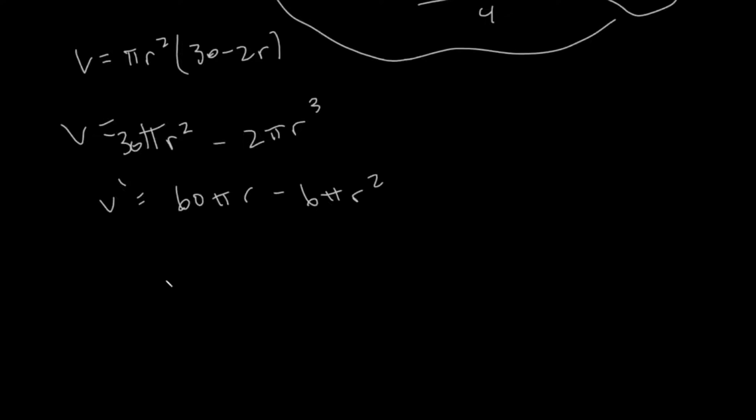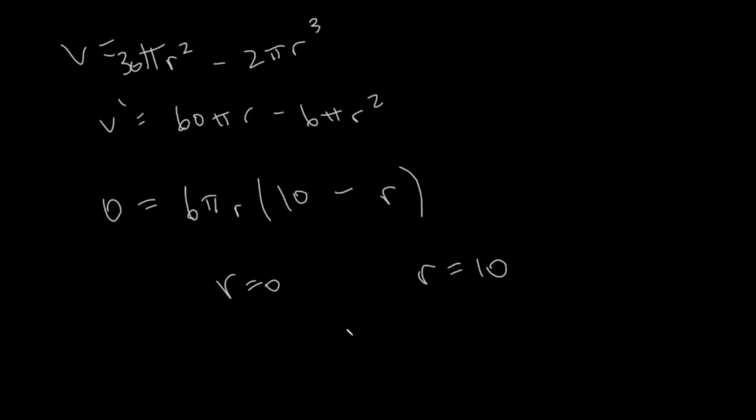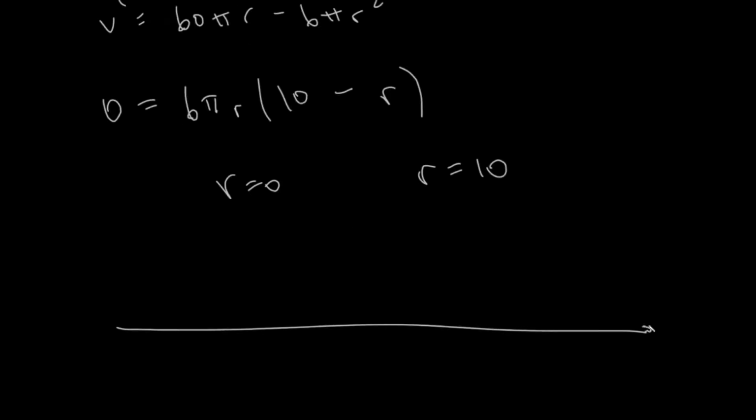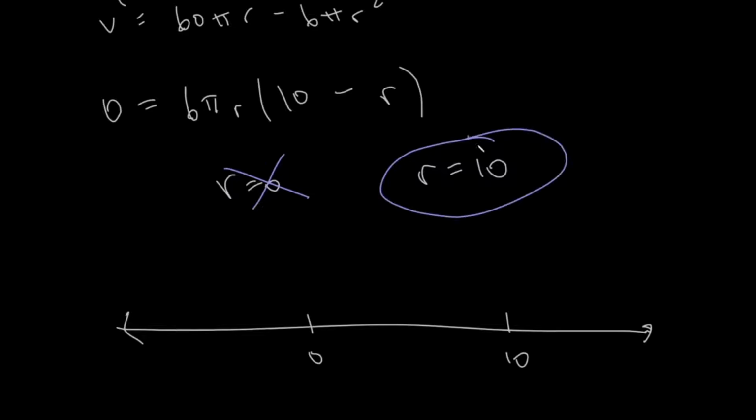So, I want to set this equal to 0. Go ahead and start factoring it. I can divide by 6 pi r, and I'm left with 10 minus r. So r equals 0 or r equals 10. Well, at this point you could do your number line and plug in all of these things and check which one's a maximum. But if you think about it for a moment, wouldn't r equals 0 be 0 volume? So it definitely can't be that. Usually if you just think on it for a moment, you don't even have to do any calculus to rule out one of these guys. So clearly this has to be the answer.